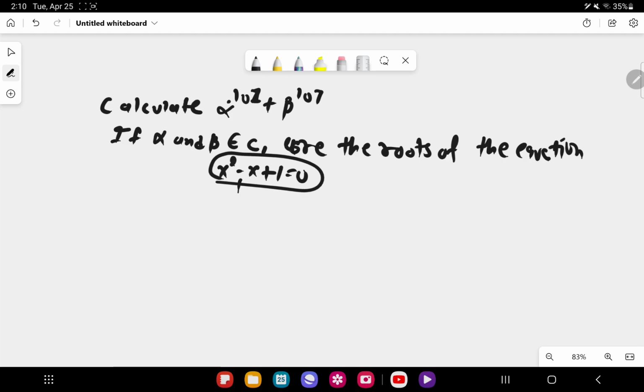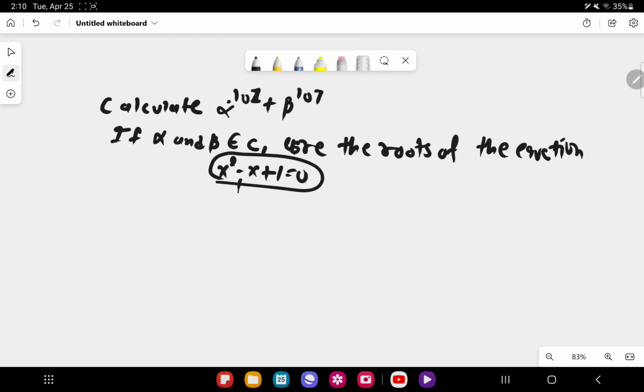Today we are going to solve this problem. The problem says: calculate alpha to the power of 101 plus beta to the power of 107, if alpha and beta belong to C and are the roots of the equation x square minus x plus 1 is equal to 0.